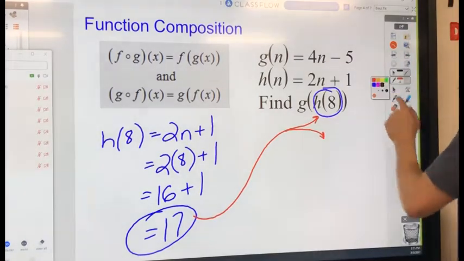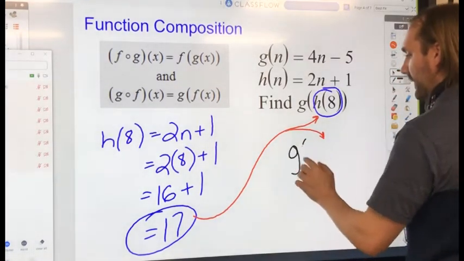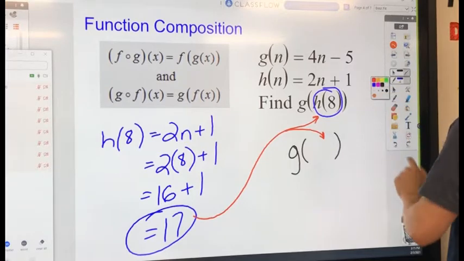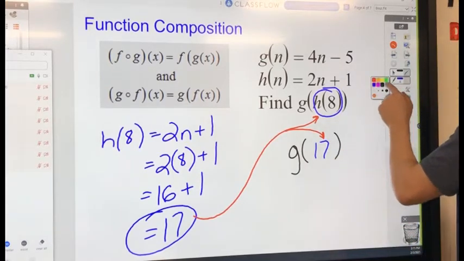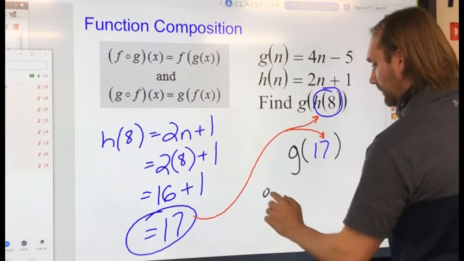Plug it right in for g, or replace h of 8 with that value. So 17. Now I'm looking for g of 17.